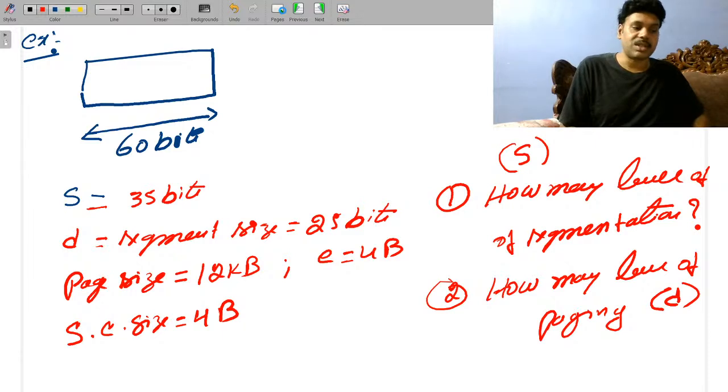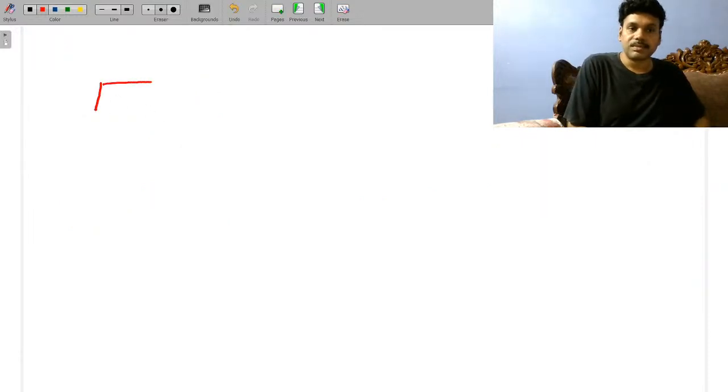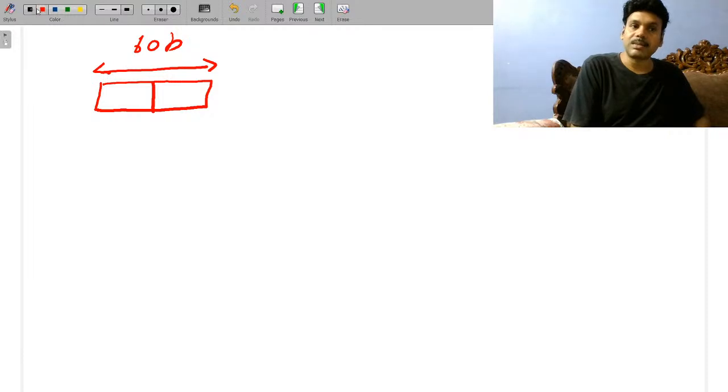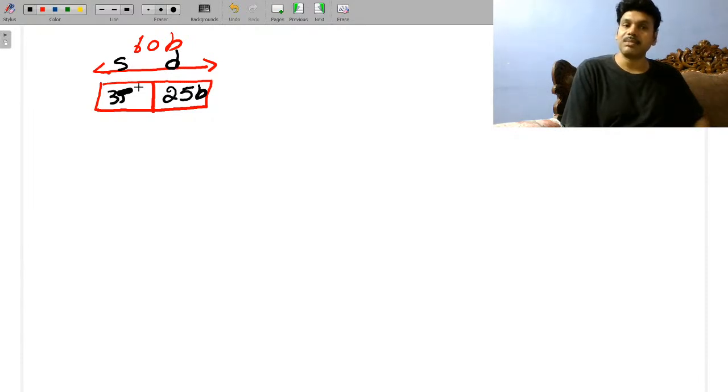Take your 60 bits now. Very good question this is. I'm taking your 60-bit logical address, which has two parts: one is S, one is D. S is the number of segments, 35 bits, and D is the segment size, 25 bits. Okay, friends.